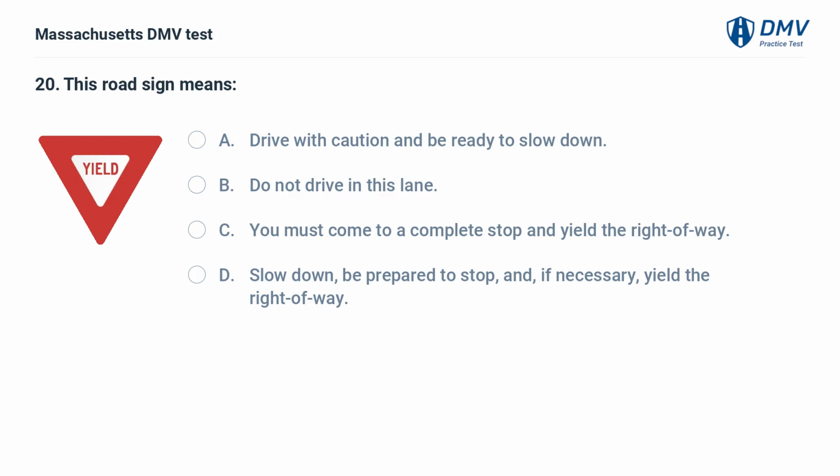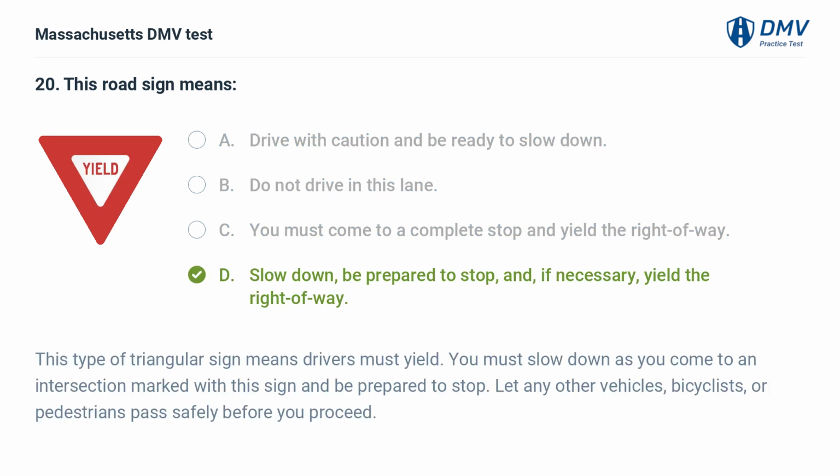This road sign means: A. Drive with caution and be ready to slow down. B. Do not drive in this lane. C. You must come to a complete stop and yield the right of way. D. Slow down, be prepared to stop, and, if necessary, yield the right of way.